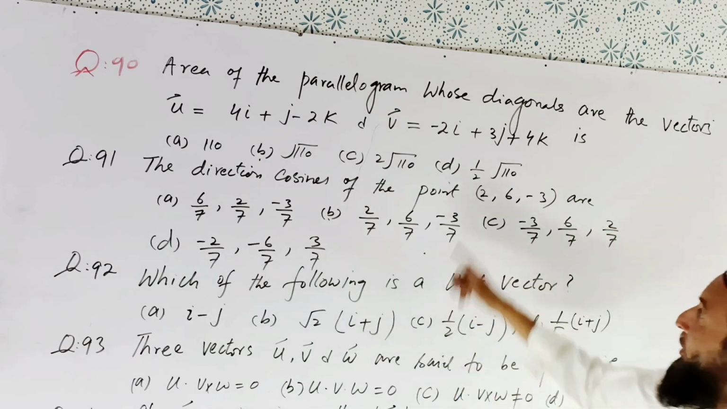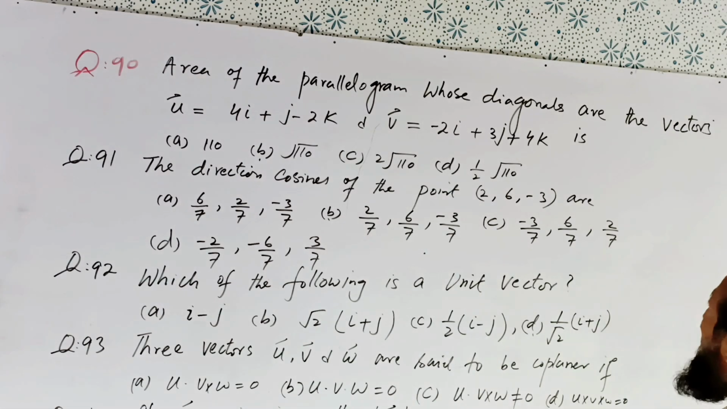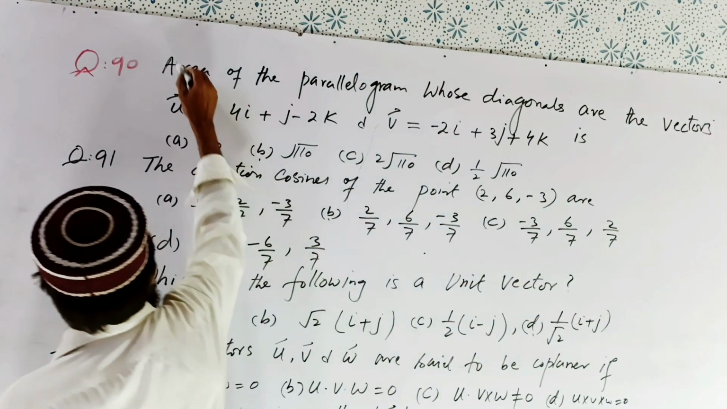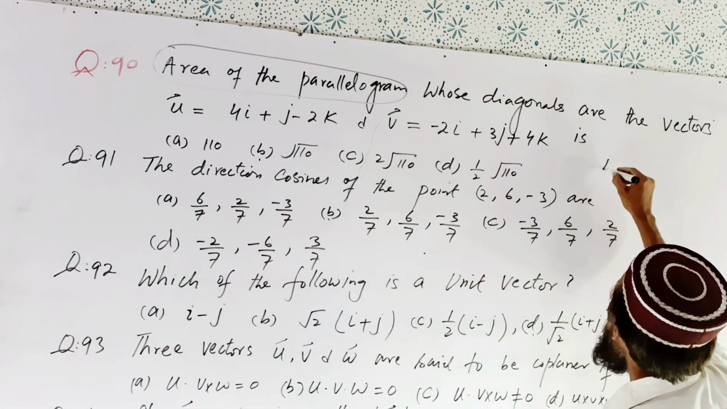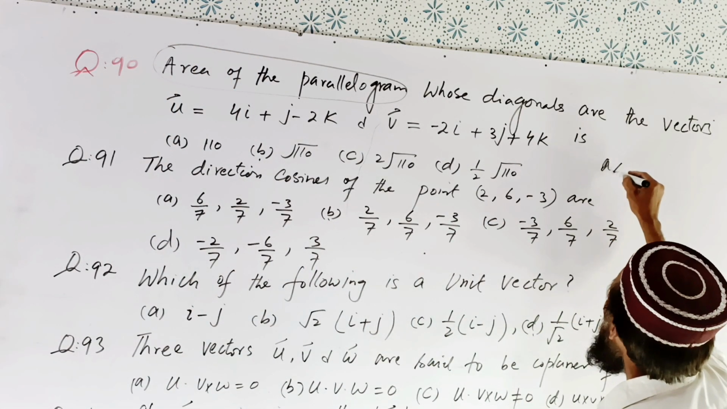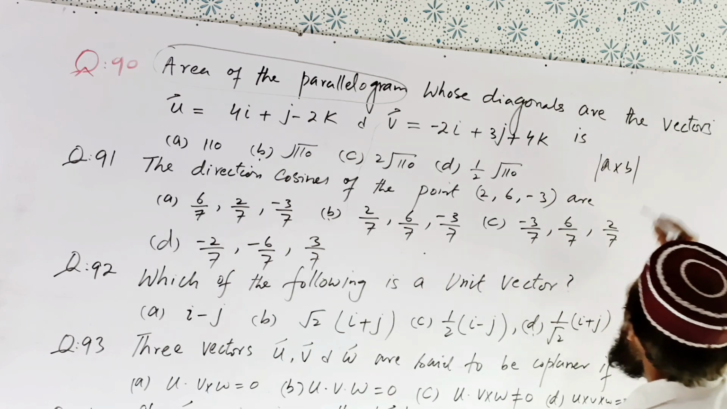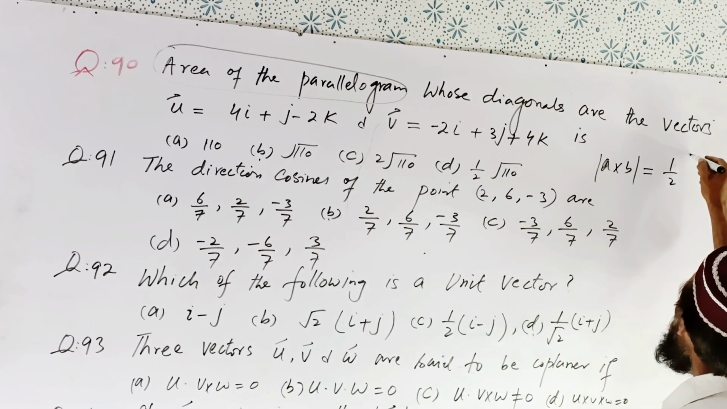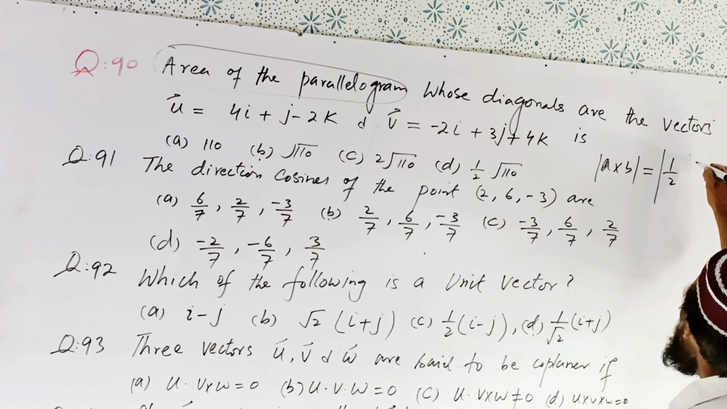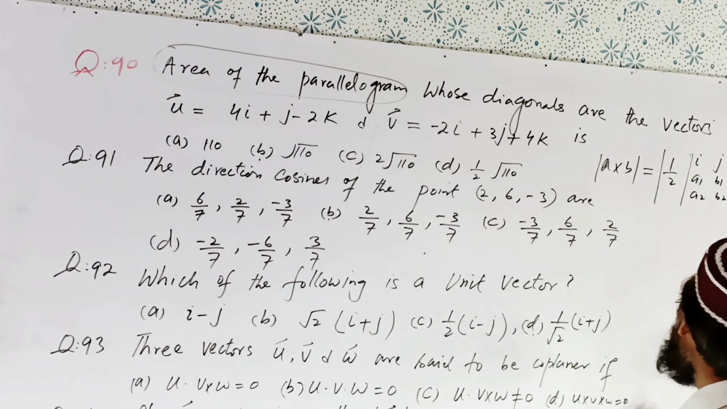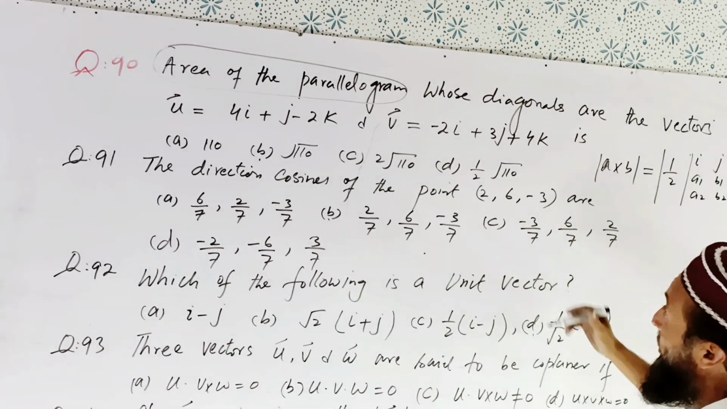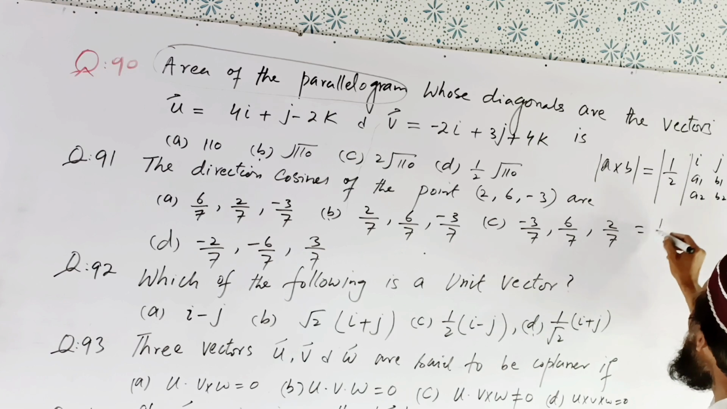Next is a parallelogram whose diagonals are given. The vectors U and V are given, so the area of the parallelogram is required here. The area of the parallelogram is generally denoted by one over two magnitude of A cross B, with I, J and K and rows A1 B1 C1 and A2 B2 C2. According to this formula, we expand here.